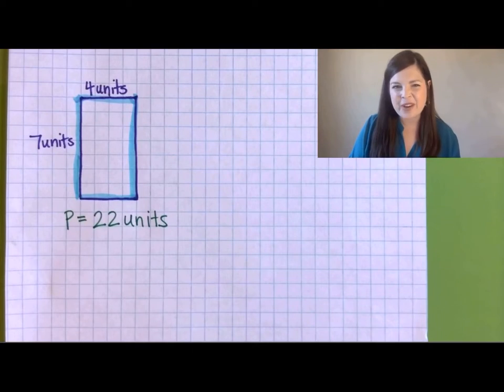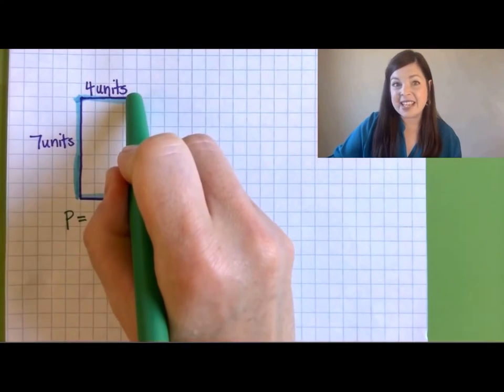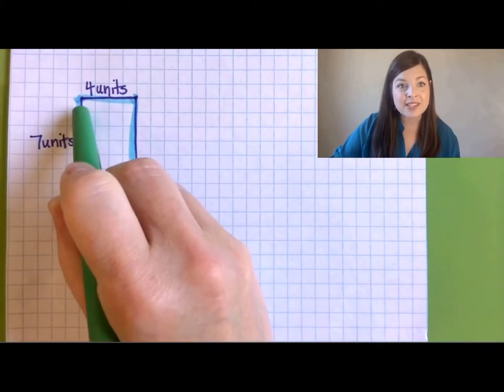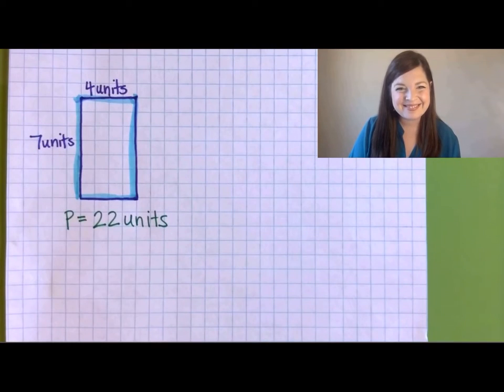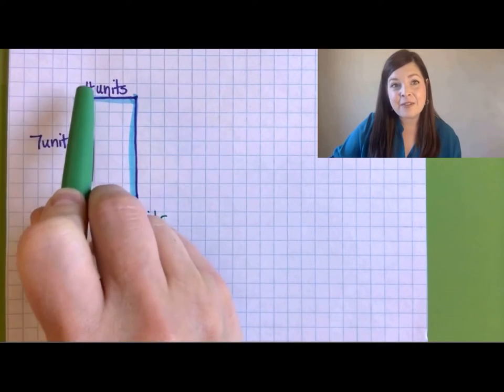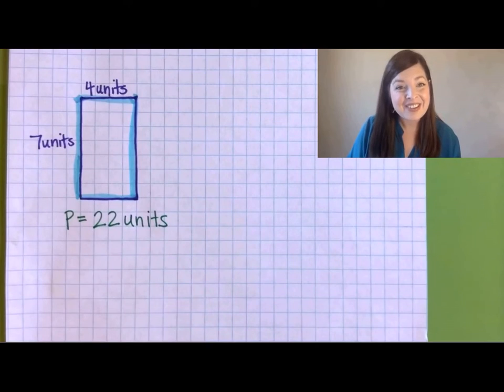Now, when we know the measurements of the length and the width of a rectangle, is there a quicker way we could find the perimeter rather than having to count all of the units around the outside? When we know the measurements of the length and the width of a rectangle, we could find the perimeter by adding the length of all 4 sides together. Great thinking.